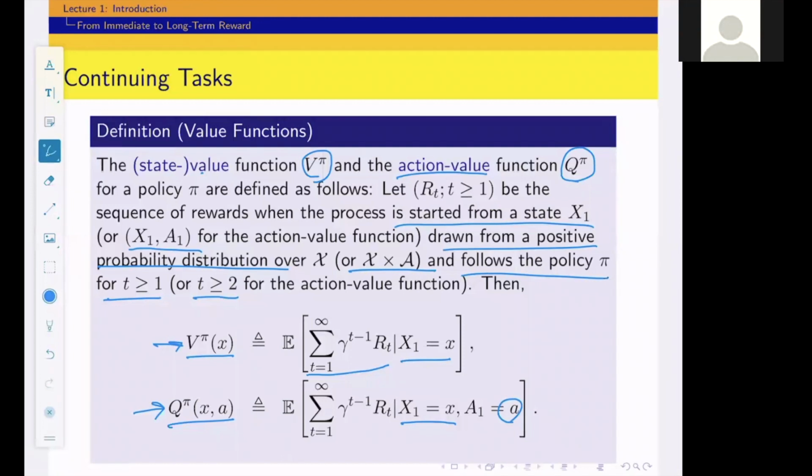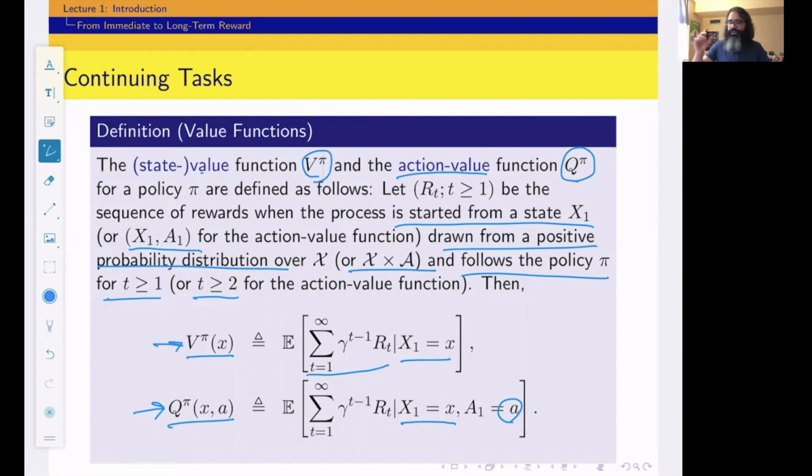So x is always the initial state. In both v pi of x and q pi of x, a, you are seeing that x1 equals x, which means that x is the initial state. Which means that if we start from a different initial state, then V of x will be different. So it's very important to choose the initial state.